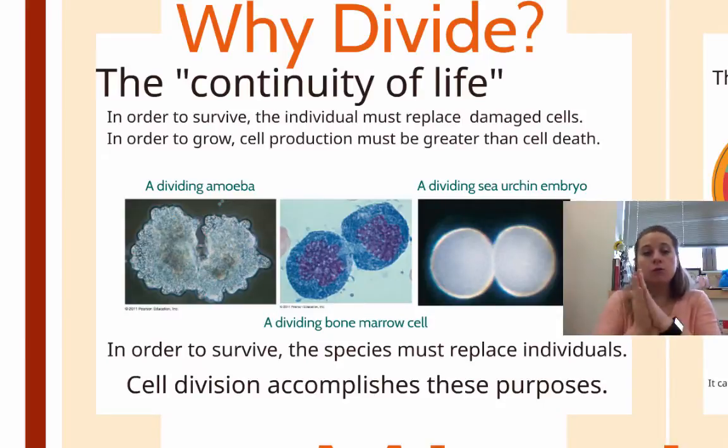However, in order for the species to survive, species have to replace individuals. So cell division also helps to accomplish this. In a single-celled species, mitosis, or binary fission, whatever you want to call it, is going to be one of the main ways. And for sexually reproducing organisms, because it's not just animals, cell division is also an important process to help achieve that goal.